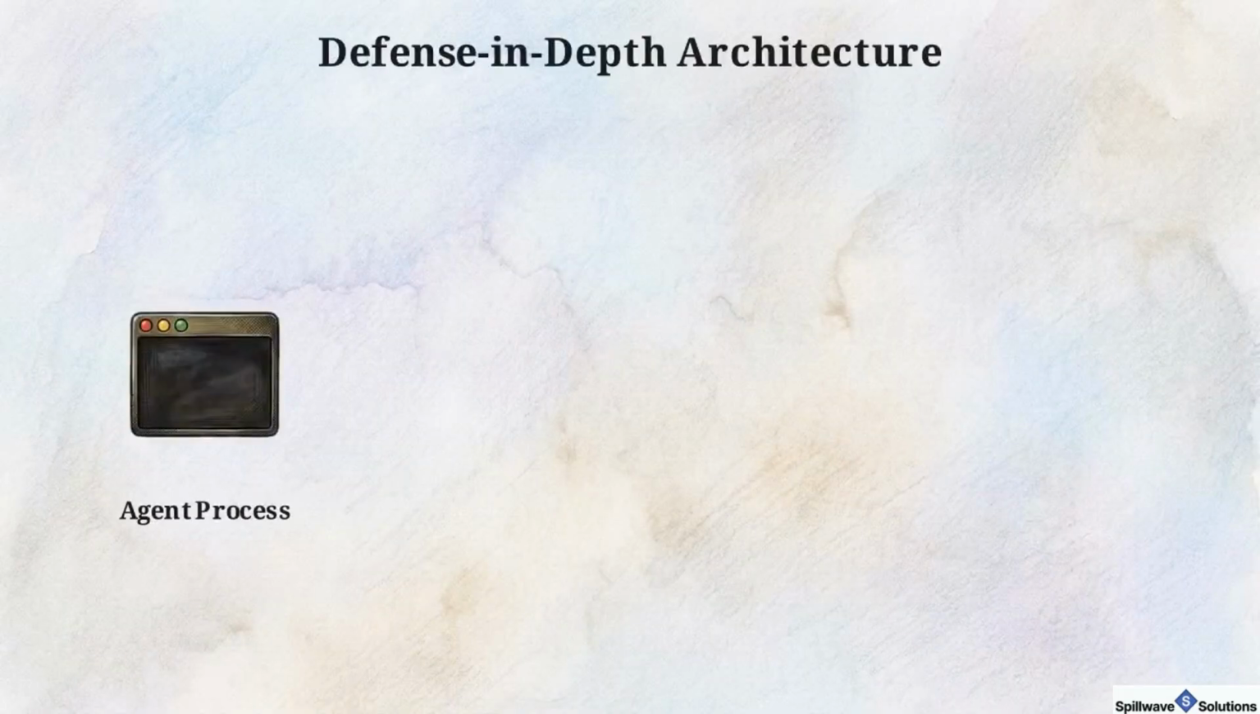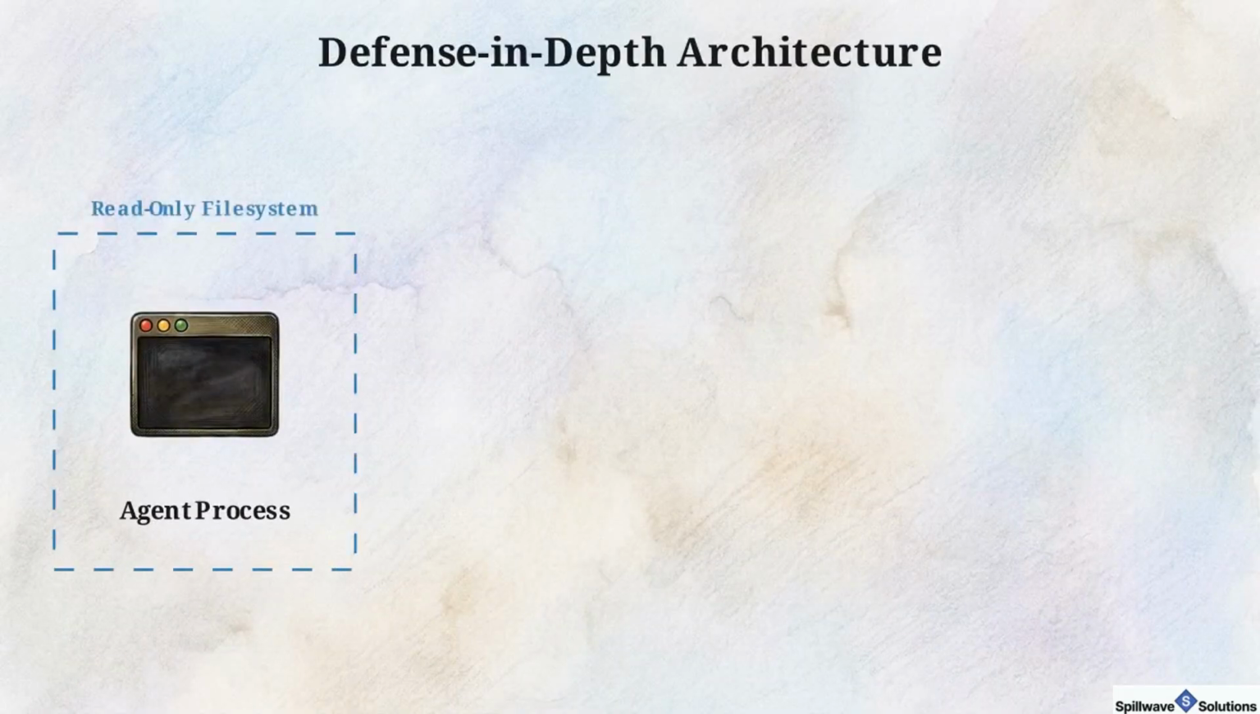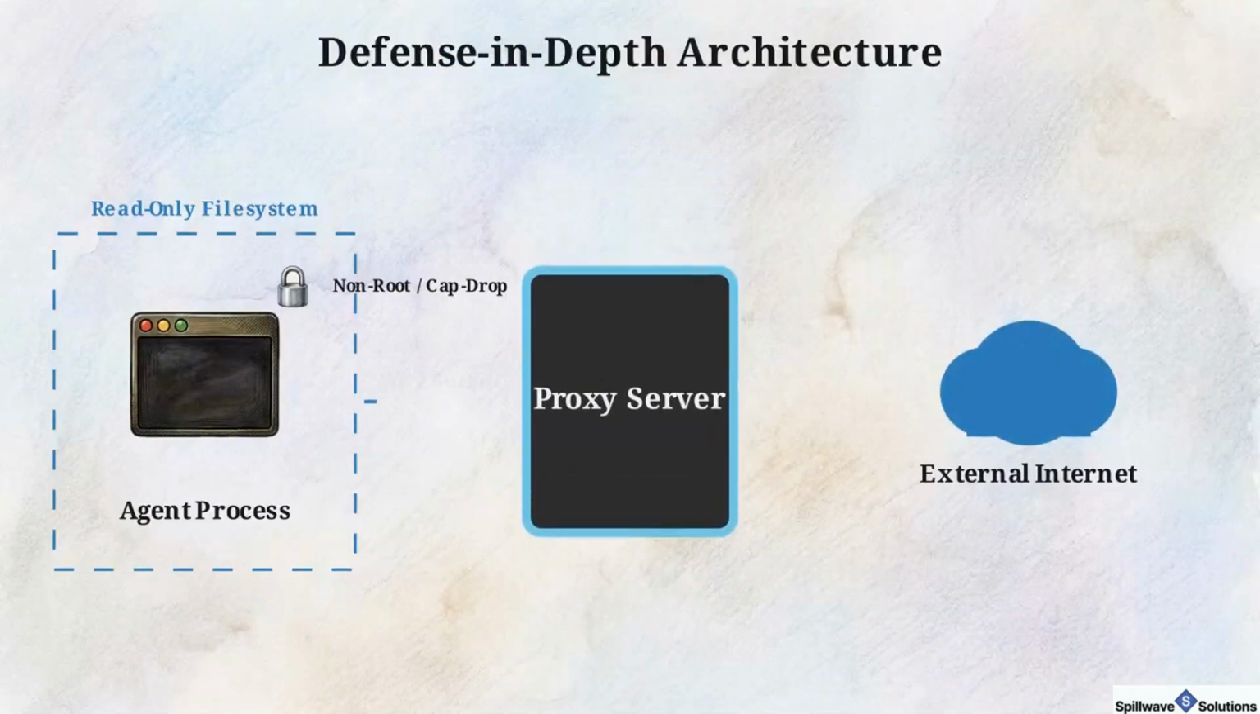Use defense in depth. Isolate the file system, strip privileges, exclude secrets from the workspace, and route all network traffic through a hardened proxy the agent cannot bypass.